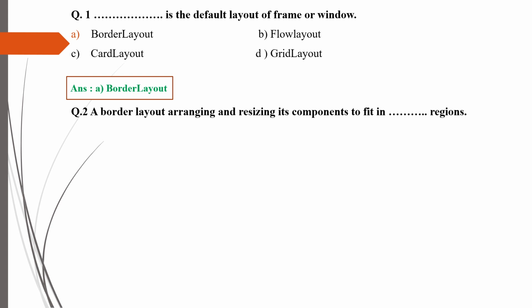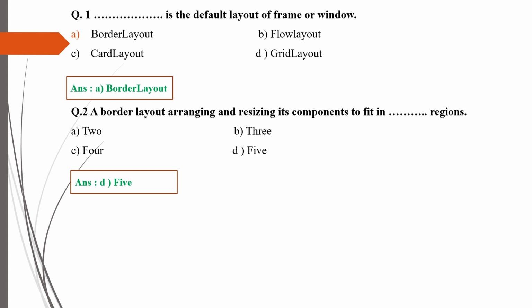Next we have some MCQs. Dash dash is the default layout of frame or window. Options are border layout, flow layout, card layout, and grid layout. So the answer of this question is border layout. Border layout is the default layout of frame or window. The next question: a border layout arranges and resizes its components to fit into dash dash regions. Options are 2, 3, 4, 5. So the answer of this question is 5. A border layout arranges and resizes its components to fit into 5 regions.